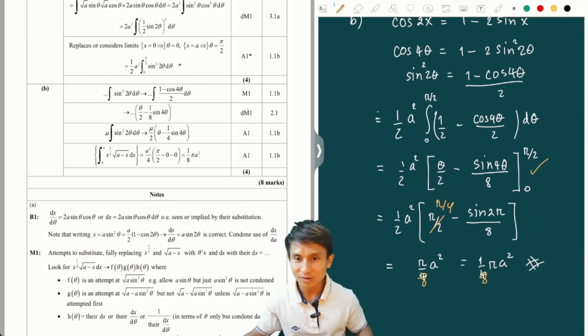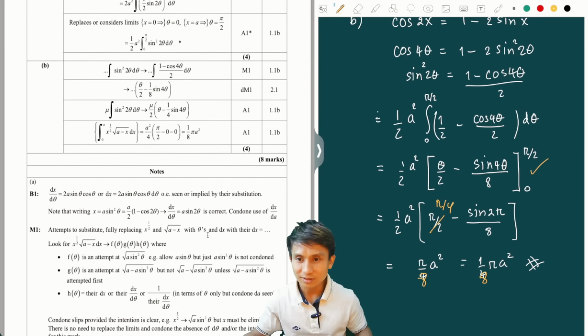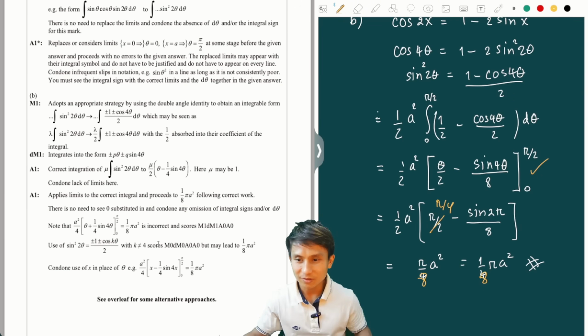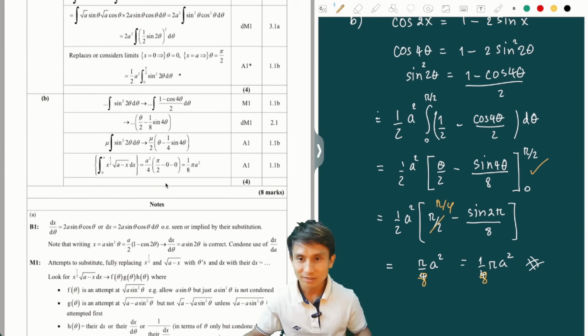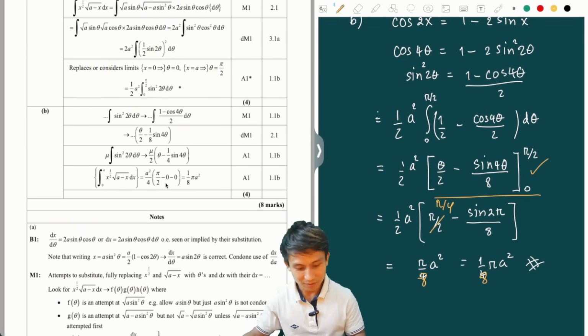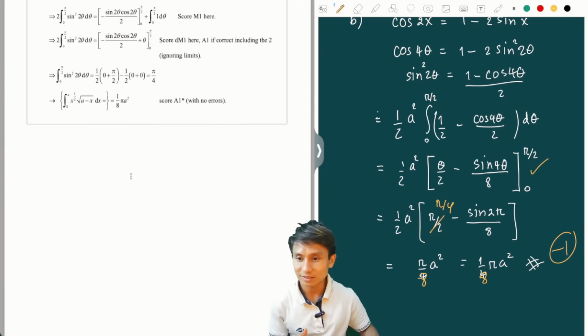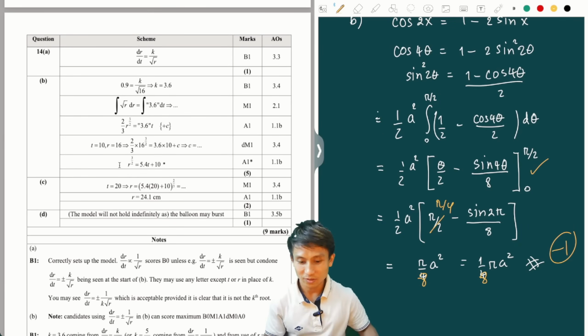Yeah, but I think I got this mark right here. Let's see that mark: apply limit to the correct integral and proceeds to this. Correct integration? Yeah. So after I got up to this, then it's fine. So I minus 1 down here. Silly mistake this is. A silly mistake indeed. Okay, number 14.